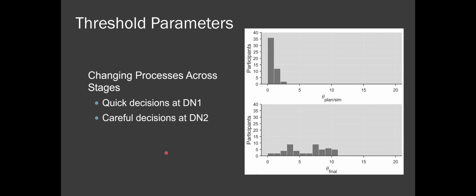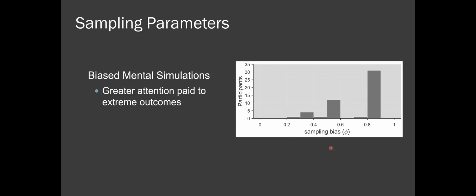So if we take a look at the value of the decision thresholds across the 2 stages, we see that people have a relatively low threshold when they're planning and simulating their future decisions. So they're making kind of quick and dirty decisions at the top of the tree. But then at the final decision node, we see that parameter values have increased quite a bit, showing that people are more variable, but they're also being quite a bit more careful.